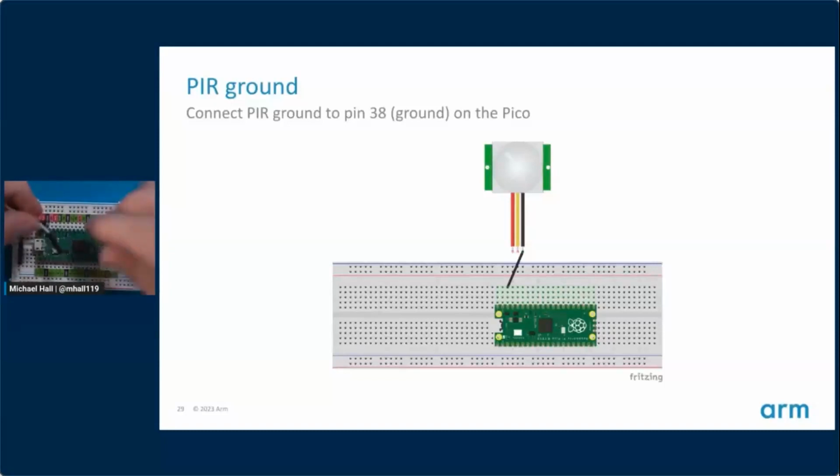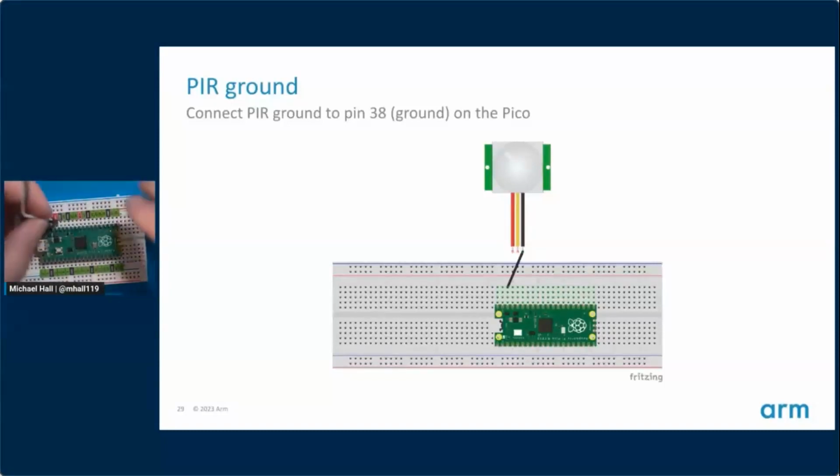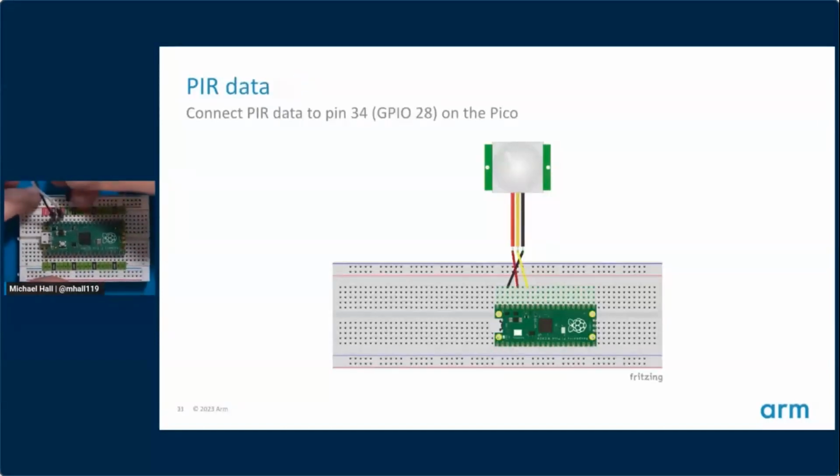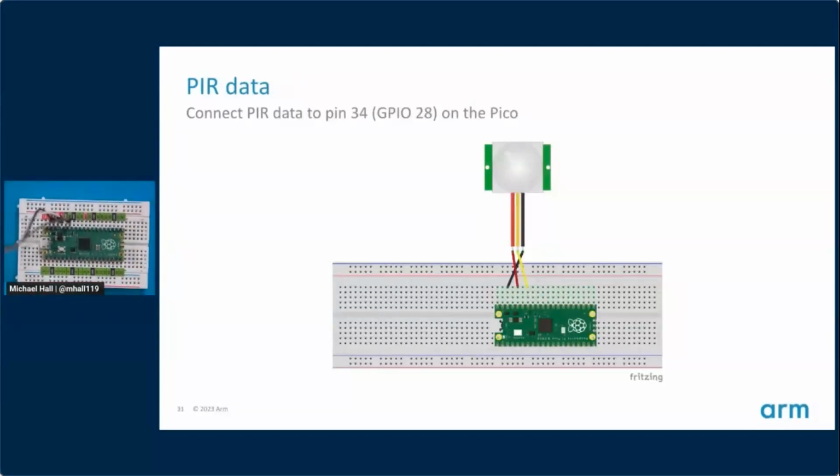It's going to get that from plugging into our USB connection, or if you had a battery, it would get it from there. And then the last thing that we're going to do is connect our data pin over here to GPIO number 28. Now, it doesn't really matter specifically which GPIO pin you connect this to. You're just going to need to know which one it's connected to when you go to write your Arduino sketch.